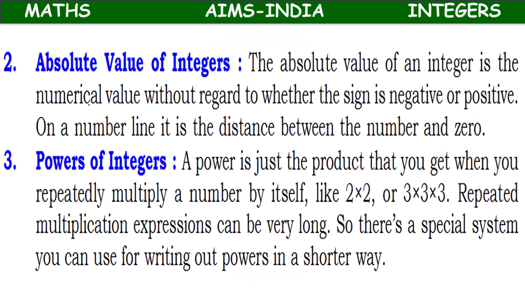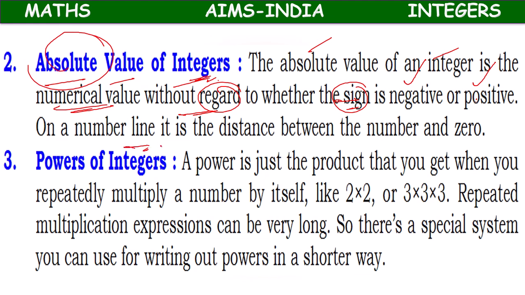Next, we also learnt about absolute value of integers. The absolute value of an integer is its numerical value without regard to its sign. The given value may be negative or positive, but absolute value means its distance from 0 on the number line. That's why it is always positive.